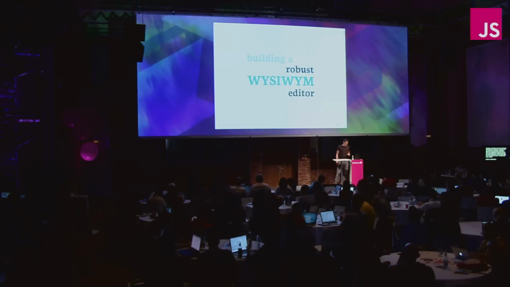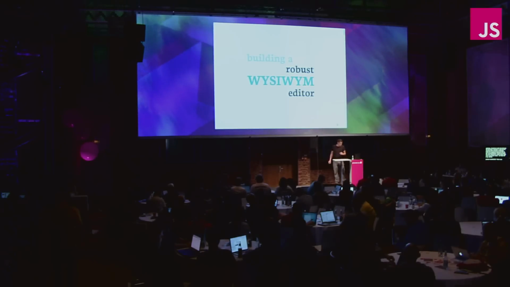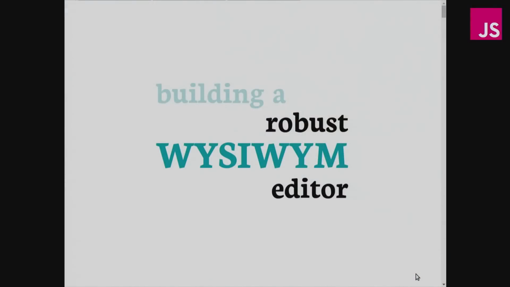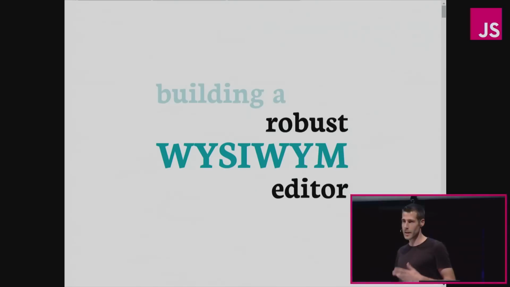Thank you. Yes, so what I'm going to talk about here today is how to build a robust what-you-see-is-what-you-mean editor in the browser. By what you see is what you mean, we usually mean something like what you see is what you get, where you have a visual representation of your content and can just edit that in the obvious classical way with a cursor and a selection.